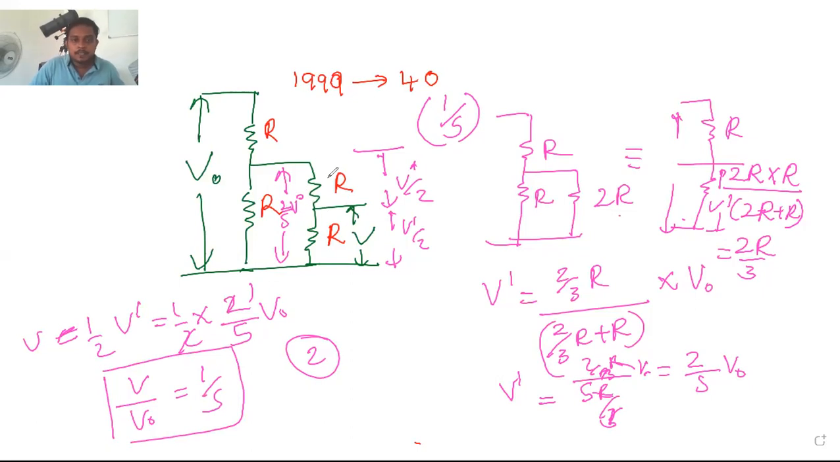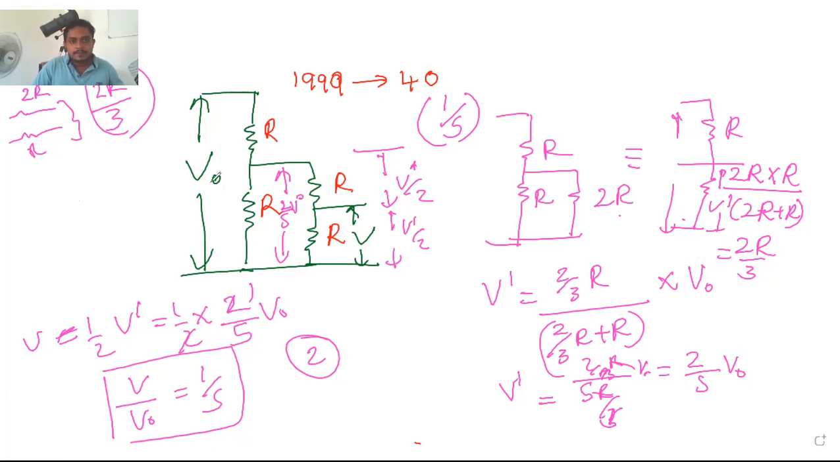Here, first we can analyze mentally: this is 2R, this is 1R. Therefore, if you get 2R and 1R in parallel, the resultant resistance becomes 2R/3. So just do the method that I told you. You multiply this by this and add this to this. So finally you are getting 2R/3.